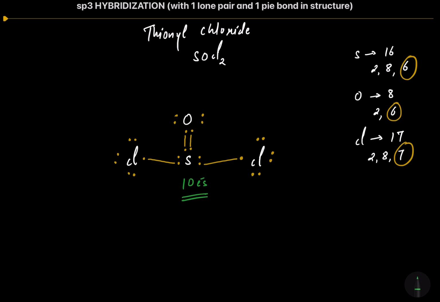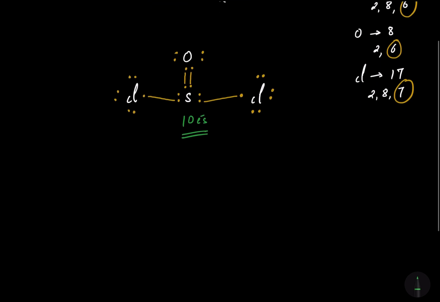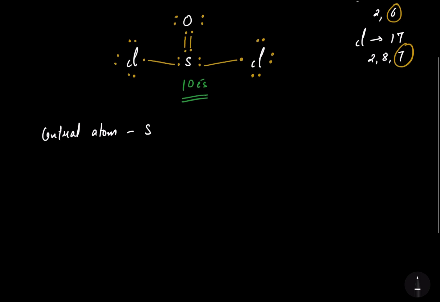So now let's talk about the hybridization of the sulfur. Why am I taking sulfur? Because in this case our central atom is sulfur, because sulfur is forming the maximum number of bonds. Now let's take the electronic configuration of the sulfur. Sulfur, the atomic number is 16. So the orbital configuration for sulfur will be 3s2, 3p4 along with 3d0.